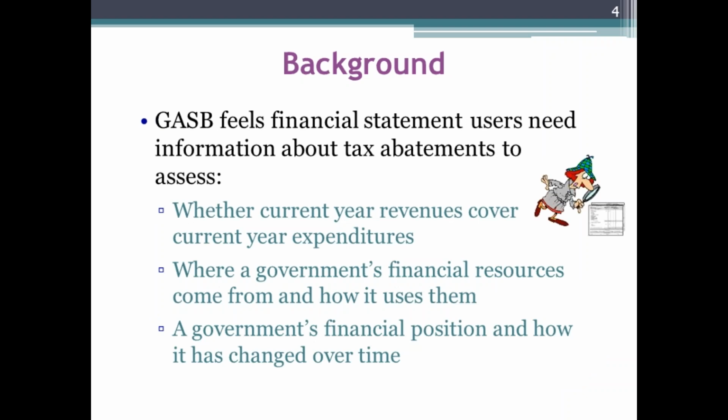This next slide is just some further background. Whenever GASB issues a new statement, they evaluate what the issue is and how it impacts the financial statement user and the information that the user needs. And in this situation, GASB feels that this information of foregone revenues is important to users of financials to help them determine whether current year expenditures are covered by current year revenues, where financial resources come from and how a government uses them. And also it helps determine a government's financial position and how that changes over time.